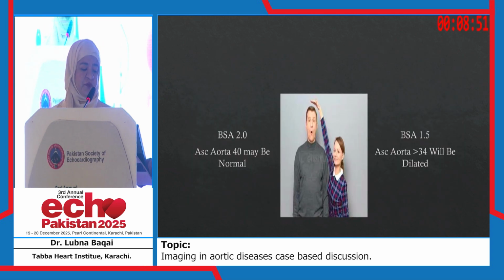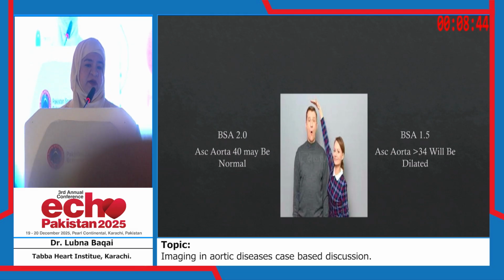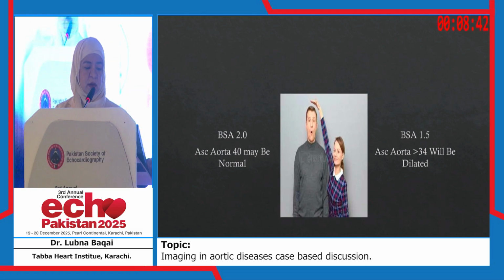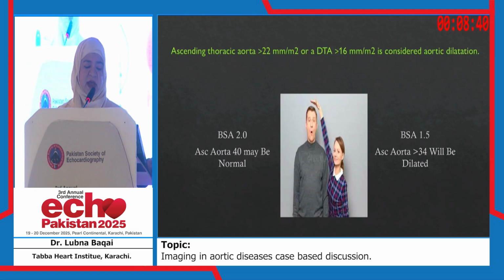Because at a BSA of 2, an ascending aorta of 40 may be normal, but with a BSA of 1.5, an ascending aorta more than 34 may be dilated. So the ascending thoracic aorta should be indexed; if it is more than 22 millimeter per meter square, or the descending aorta more than 16 millimeter per meter square, it is considered aortic dilatation.